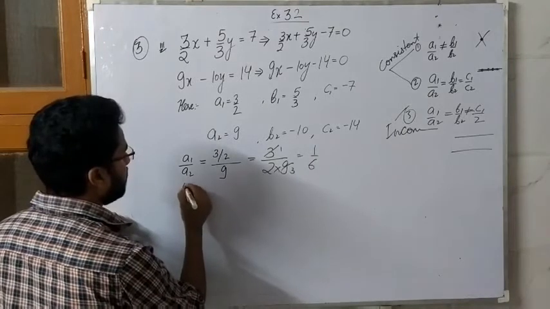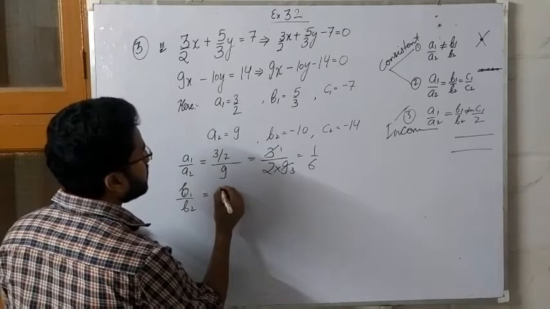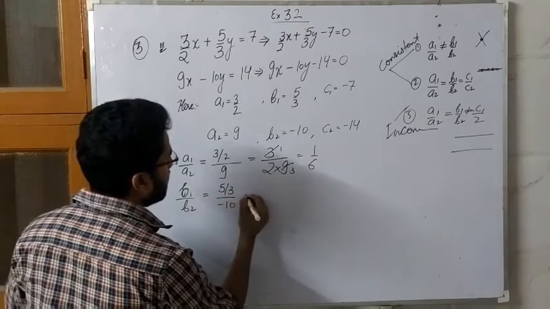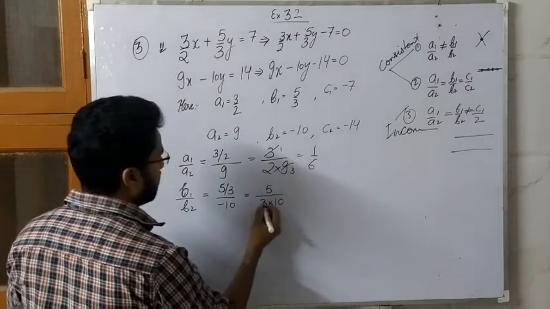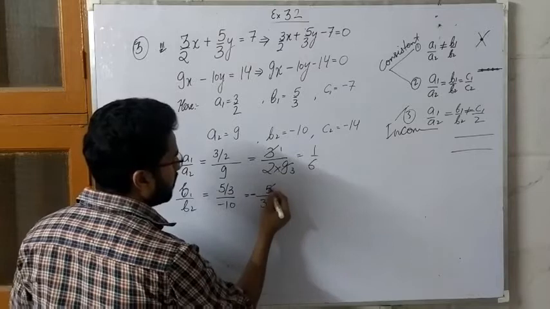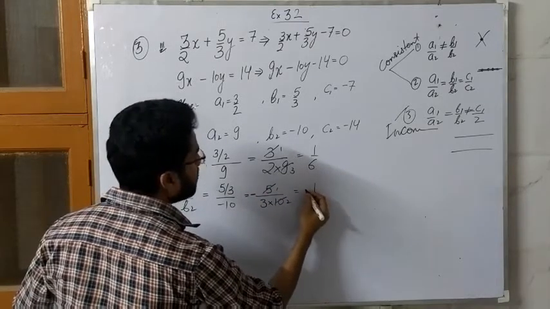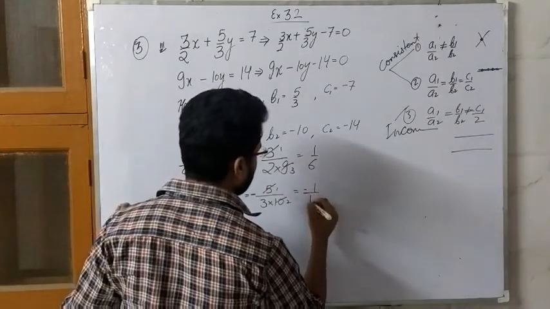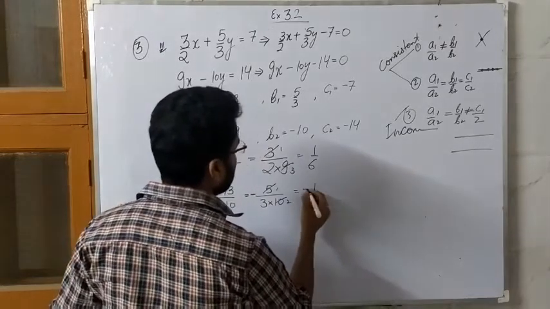Now b1 upon b2. This shall be 5 by 3 divided by minus 10. It shall be 5 by 3 into 1 by 10, and the minus will go above. 5 1s are 5, 5 2s are 10. This will come 1, with the minus sign, upon 6. 3 2s are 6, right?